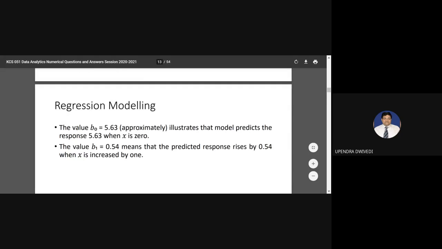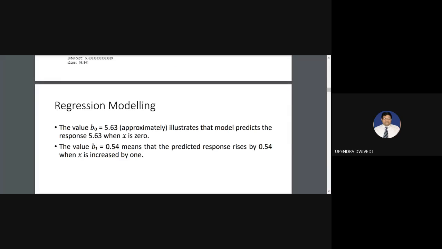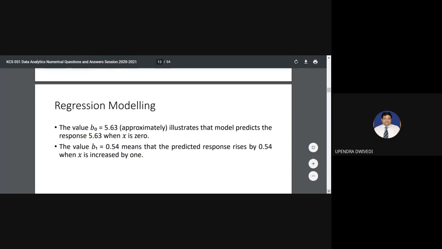Now the value of b0 is 5.63. So it represents the model response, 5.63, when x is 0. And the value of b1 is 0.54, which means the predicted response rises by 0.54 when x is increased by 1. So these are constant values, and with every increase of x, the y response will increase by 0.54.